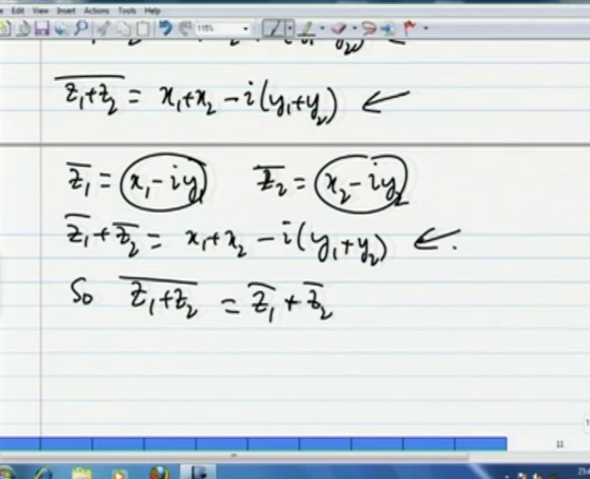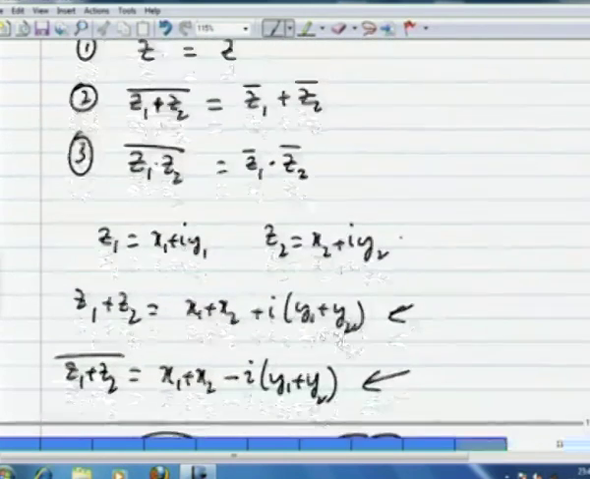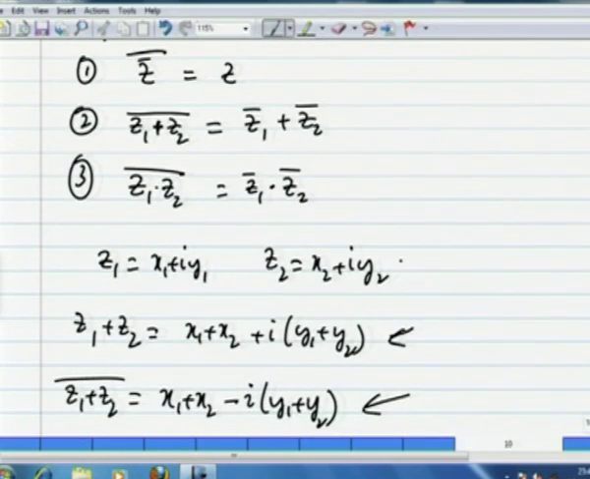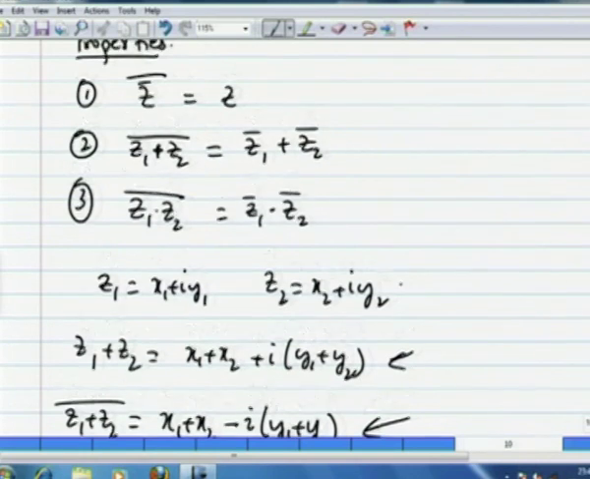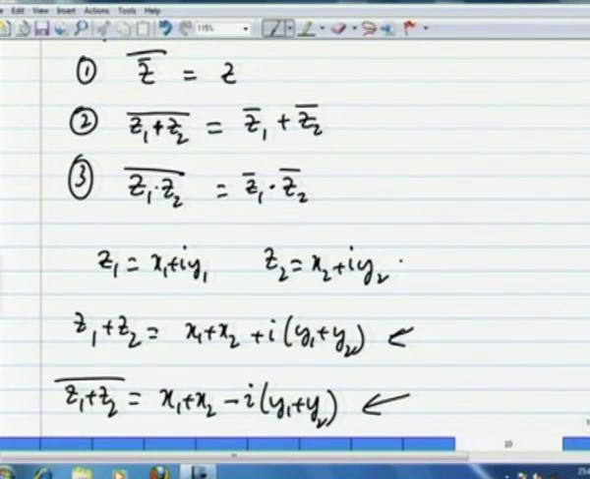So, it is likewise routine to verify 3 and 1. You can just take Z1 is x1 plus i y1, Z2 is x2 plus i y2 and perform the operations in the proper order and verify 1 and 3.